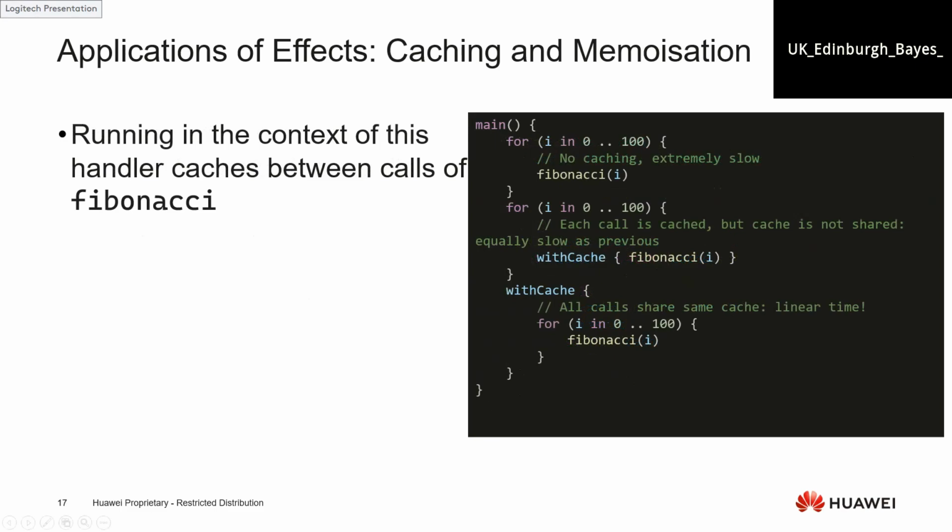So when we do this, this is your normal Fibonacci call here. This is extremely slow. When we run our Fibonacci function within this handler, you cache each result, but because this loop is out here, you're throwing away this cache each time and reinstalling the handler. However, you can just hoist this out here, and then you get to reuse this cache between calls of Fibonacci, and this is linear time now. It computes this very quickly.